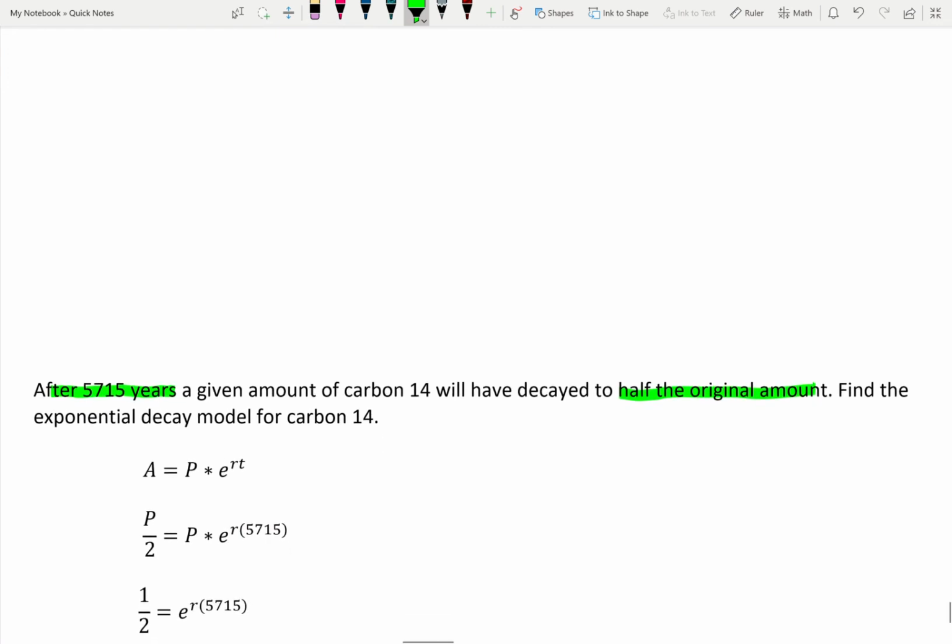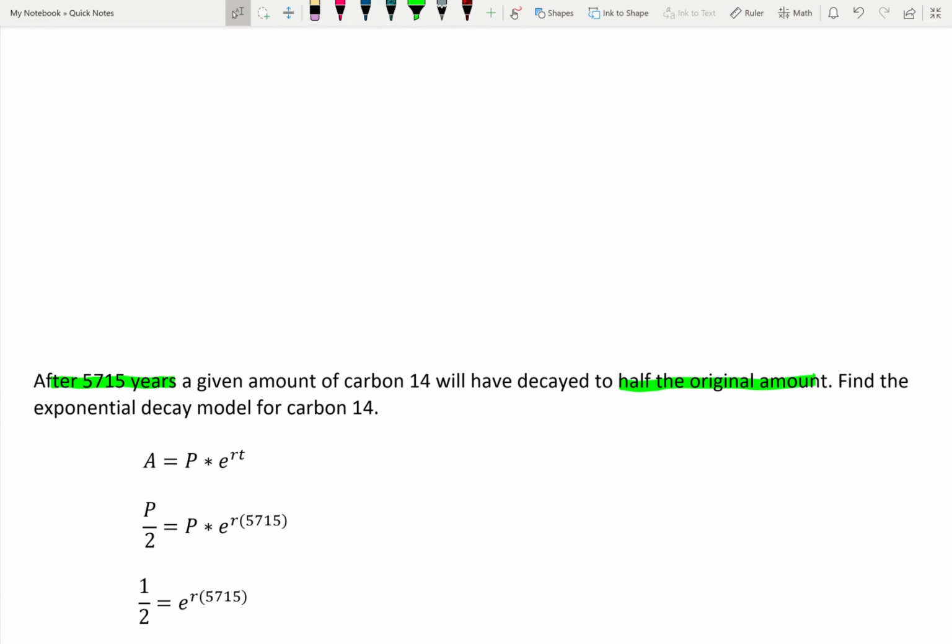Alrighty. So what I did in this next step, well, let me tell you. Right now, our goal is to solve for r, right? And the first thing I'm going to do is divide both sides by P. If I divide both sides by P, all the P's cancel out. So we don't even have to worry about that variable.